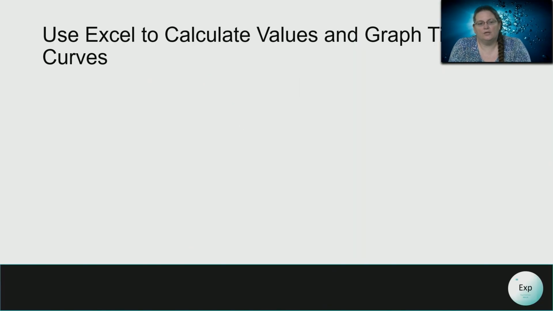I'm Dr. Lydia St. Hill, and I'm here today to help you use Excel to create your graphs for your titration curves, and also to help you use Excel to do the calculations that you need for the two different types of tables that you'll need to fill in during your data analysis portion.